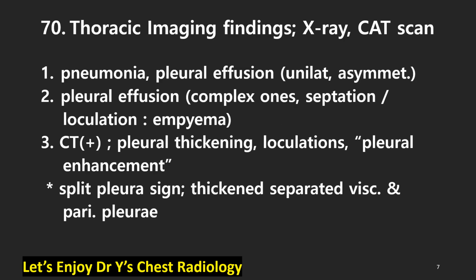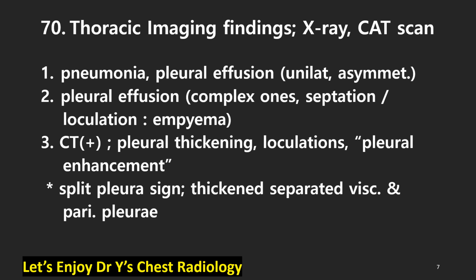Let's get into the thoracic imaging findings. Chest X-ray and CT scan findings are like these. First, we can see pneumonia and pleural effusion, usually unilateral, asymmetric in distribution. Second, we see pleural effusion. If complicated, it can go into septation and loculation, and it means empyema.